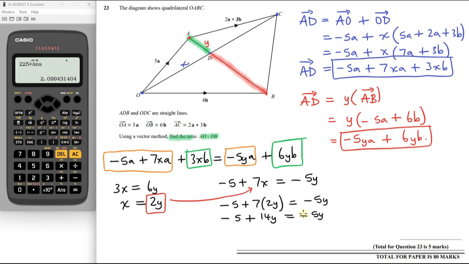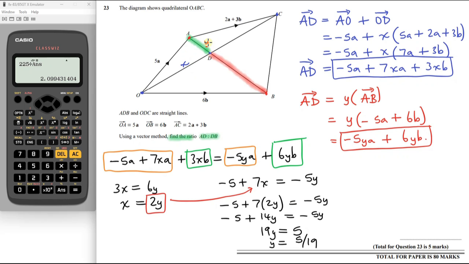So we get negative 5 plus 14y is equal to negative 5y. Then let's put all of the y's on the left-hand side: 14y plus 5y will be 19y. And on the right-hand side, if we add 5 to both sides, we get 5. So now we've got 19y is equal to 5. Therefore, y must be equal to 5 over 19. And that is what we want.